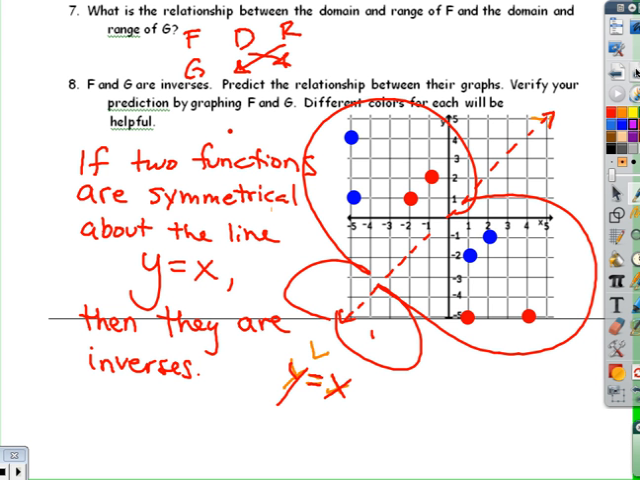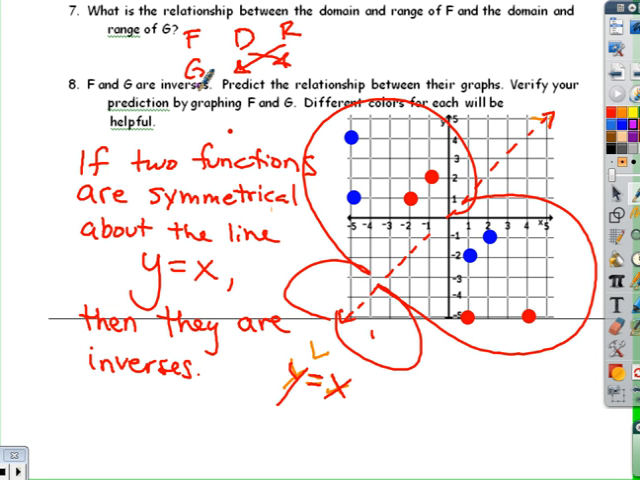What is the relationship between the domain and range of f and the domain and range of g? For f, the domain became the range for g, and the range became the domain. So the domain and range switched places. F and g are inverses. Predict the relationship between their graphs. Verify your prediction by graphing f and g.